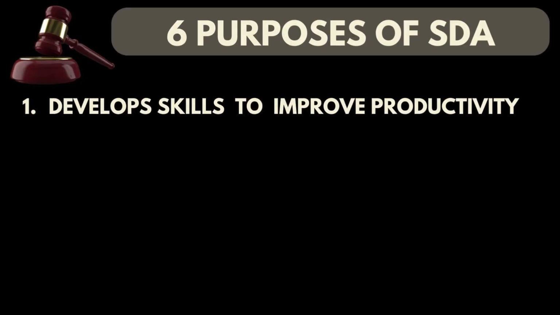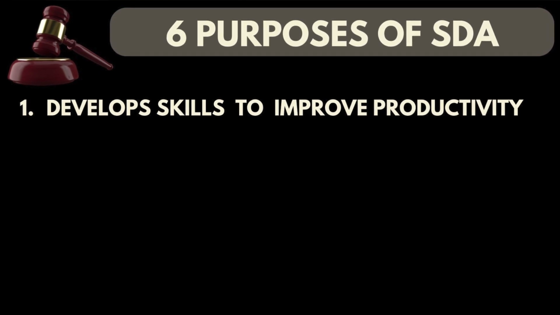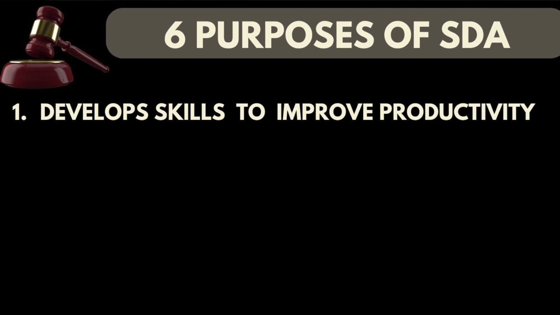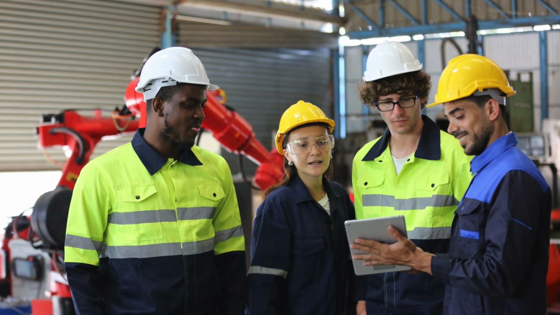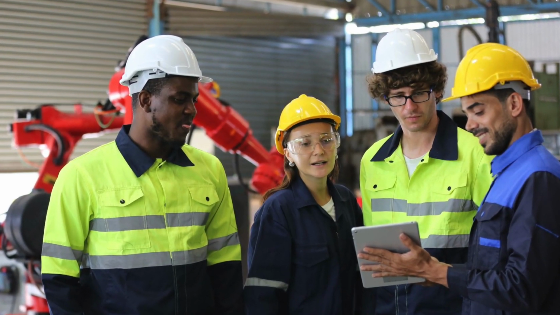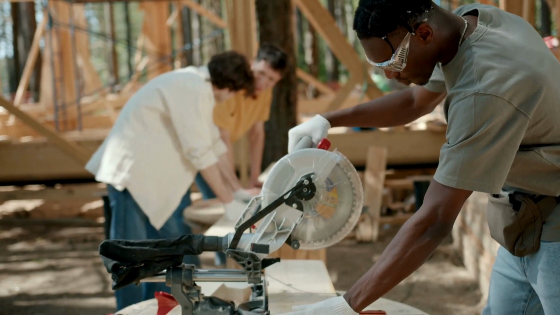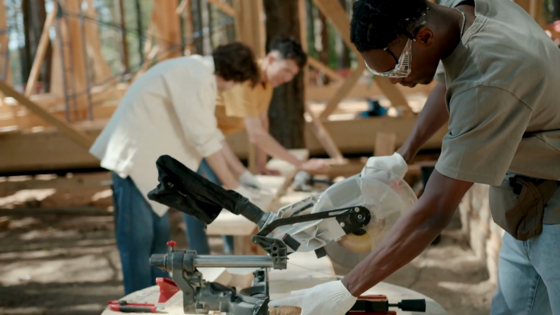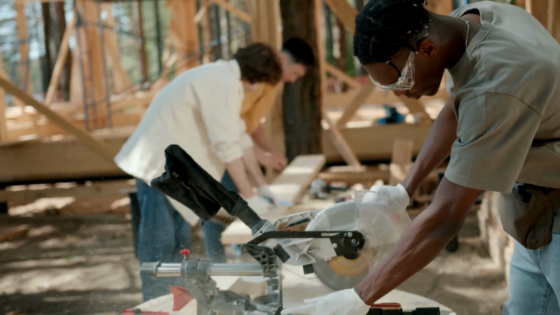The first purpose is that this Act was developed for the skills of South Africans in order to improve productivity. What does that mean? It means when you are giving your workers skills, what they will be producing will be the best because they've accumulated skills. For example, if you are a builder and you don't know how to build, if you are trained and given a skill, then the production will be done quicker.